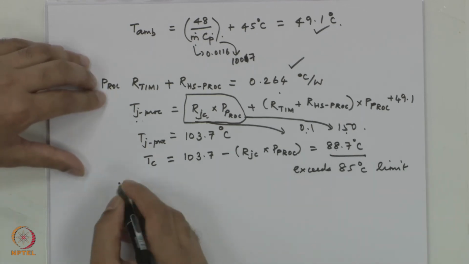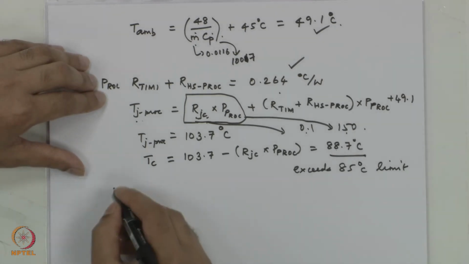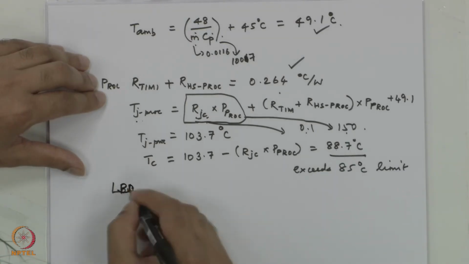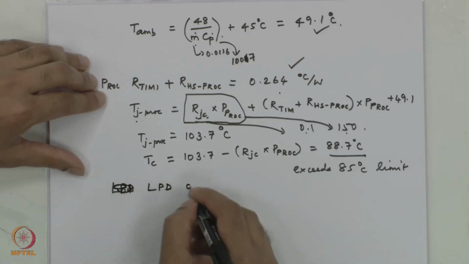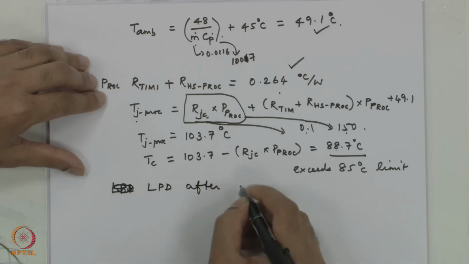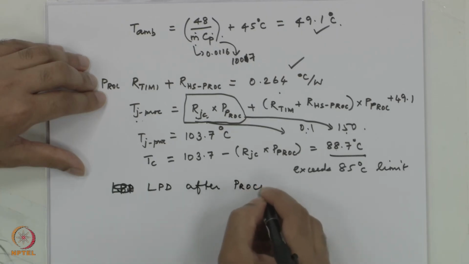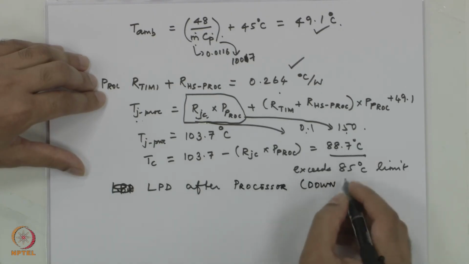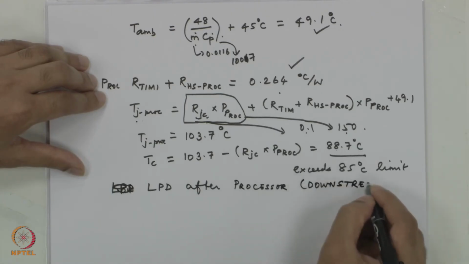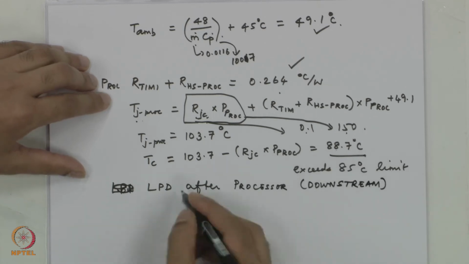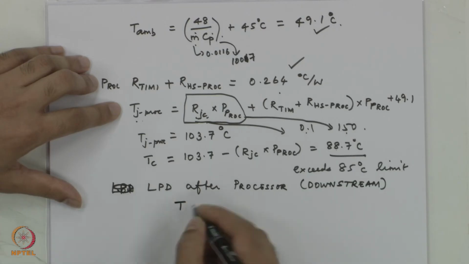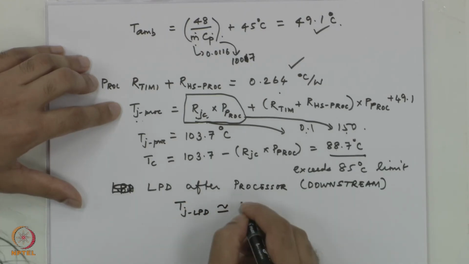Now, on similar grounds, we can calculate what happens if we put the low power device after the processor, that is, downstream. If we use the same calculations and the same procedure, you find that the junction temperature of the low power device happens to be slightly higher.